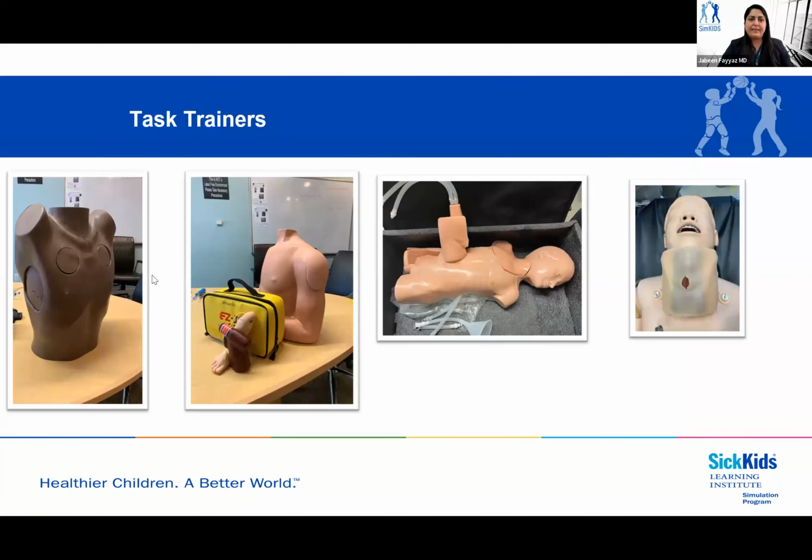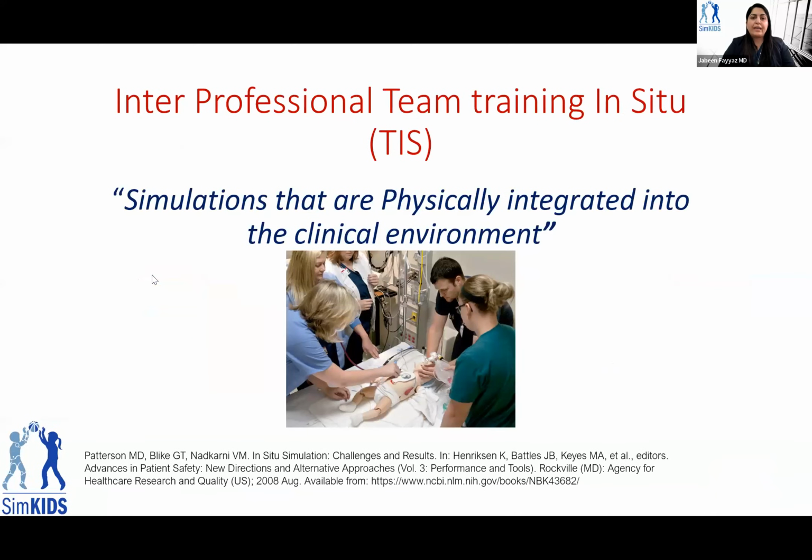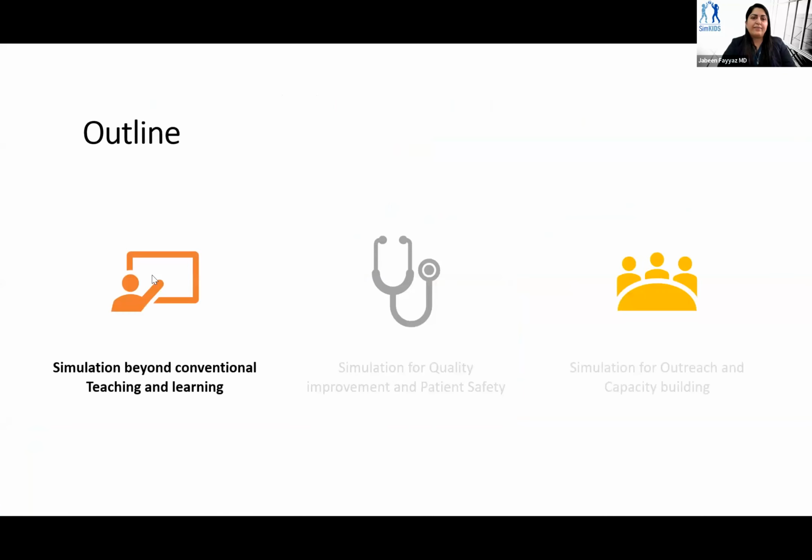We do have multiple task trainers. The first one is the chest tube. The second one is an IO, a humeral IO. And then there are multiple others, like I think this one is either peritoneal or something like that, but this is the tracheostomy one. And then we do have 3D printing capability available. Sorry, I went a little bit faster.